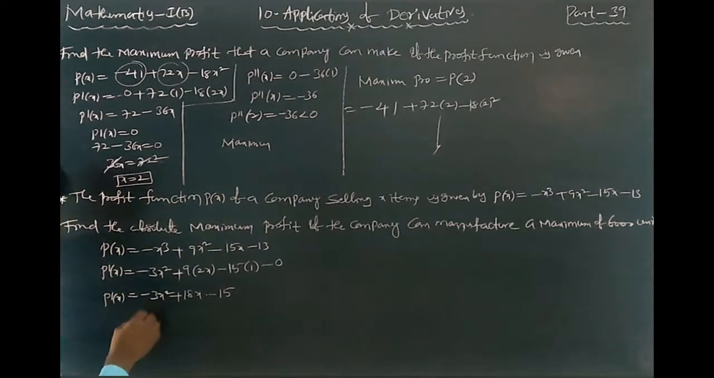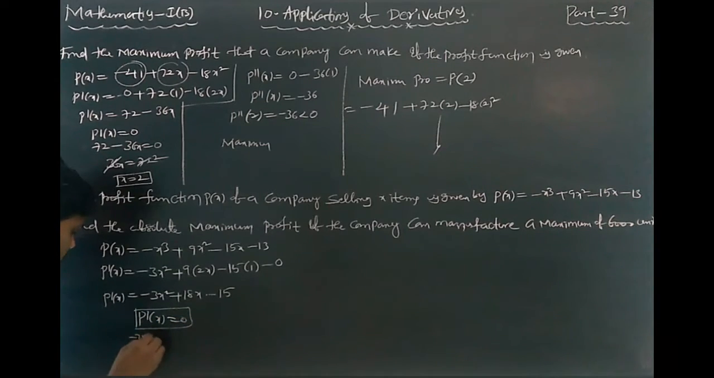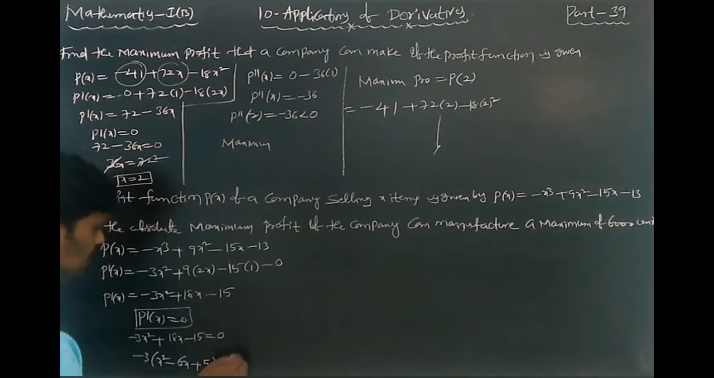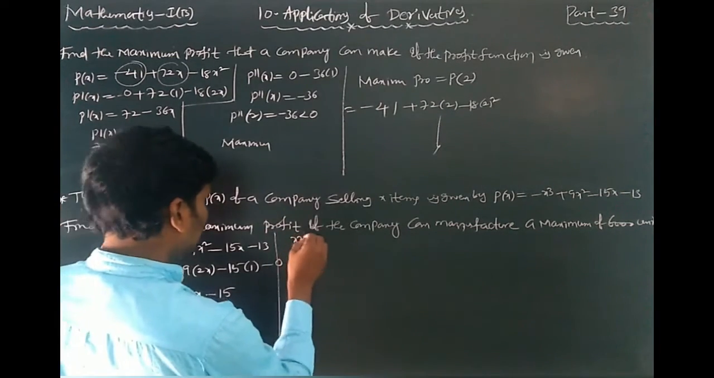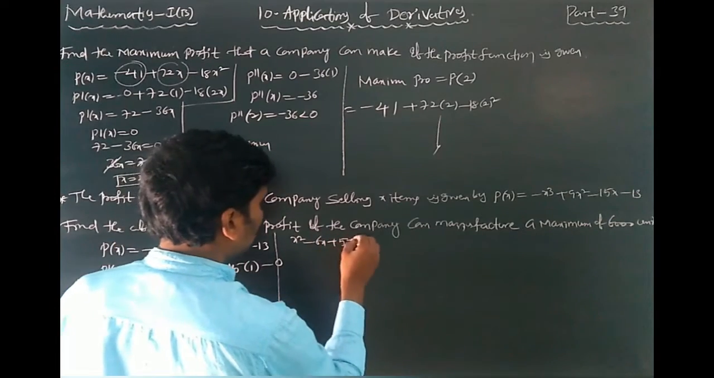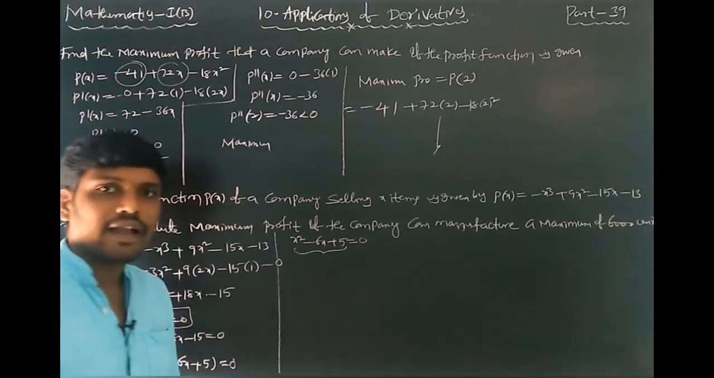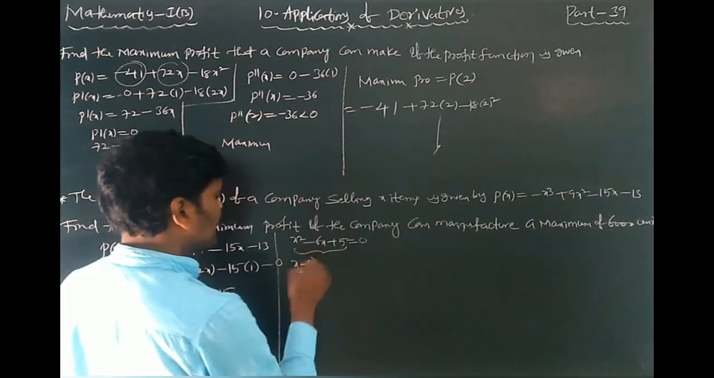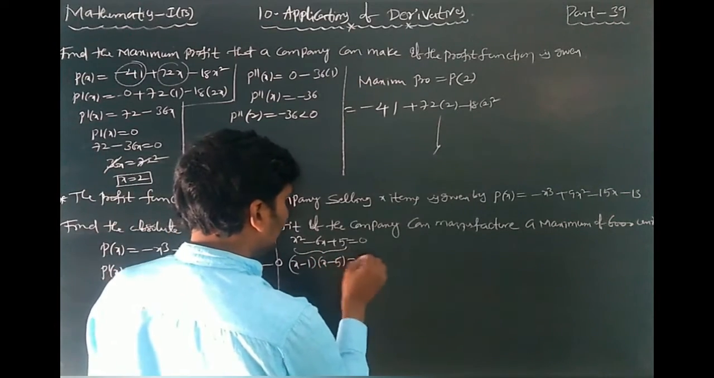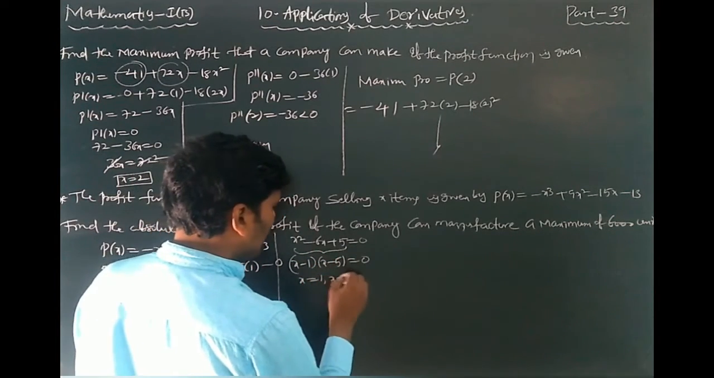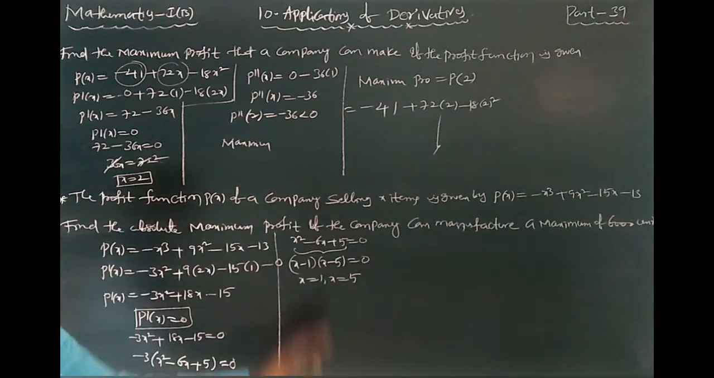After that, set P dash x equal to 0. You get minus 3x square plus 18x minus 15 equal to 0. Taking minus 3 common in the total expression, x square minus 6x plus 5 equals 0. This can be factored as x minus 1 into x minus 5. Directly write down: x value is 1 or x value is 5.